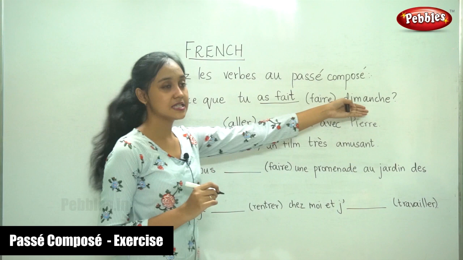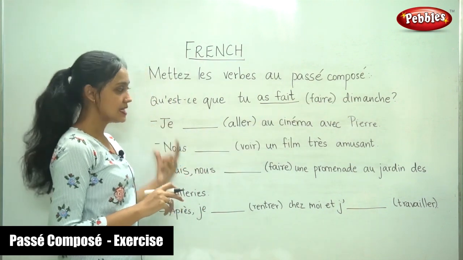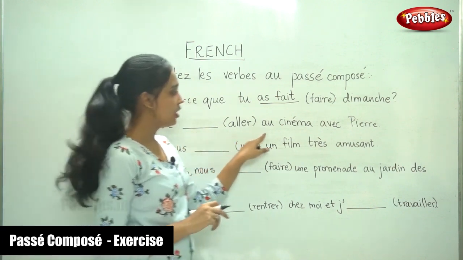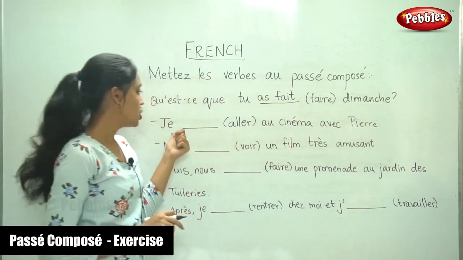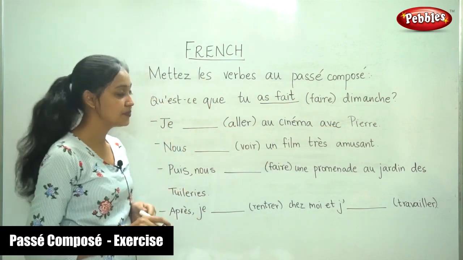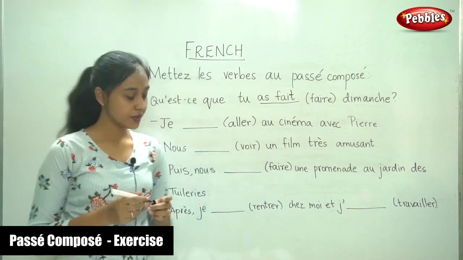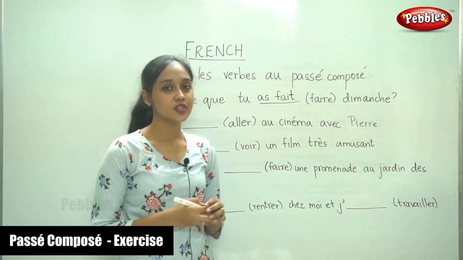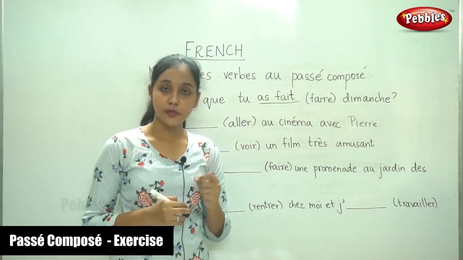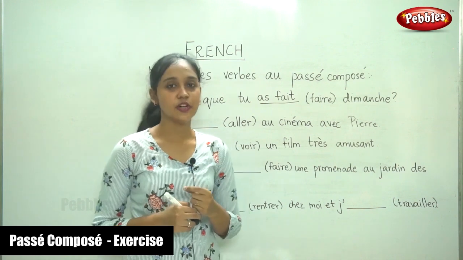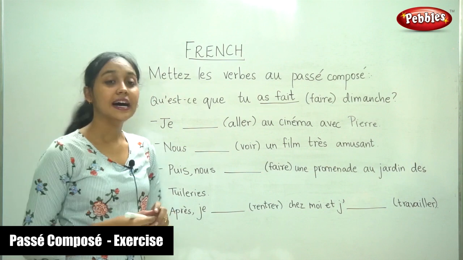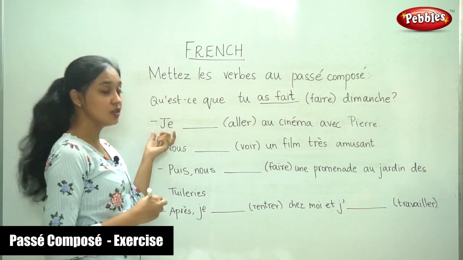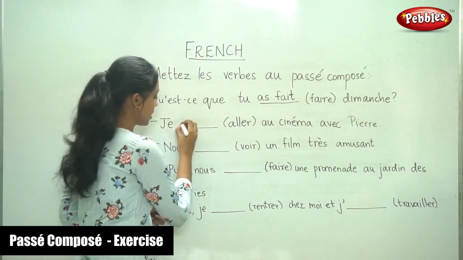What is it that you did Sunday? So these are answers to that question. Je dash au cinéma avec Pierre. So here the verb is aller. Aller means to go. So what auxiliary does aller take? It takes être. So you have to remember that carefully. Which of the verbs take avoir and which of the verbs take être? Now aller takes être conjugation. So je. For je, what is the être conjugation? It is suis.